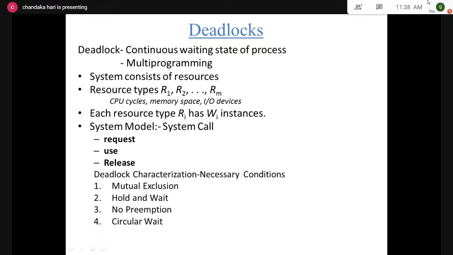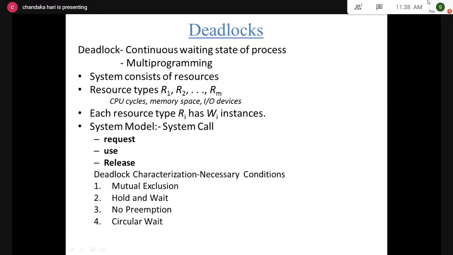Now, let us take an example, printer. If printer is a non-shareable resource, from the mutual exclusion point of view, it is already taking one job and executing. If some other person tries to execute at the same time, sorry, if this particular job is not sanctioned, you have to wait until the printer becomes idle.